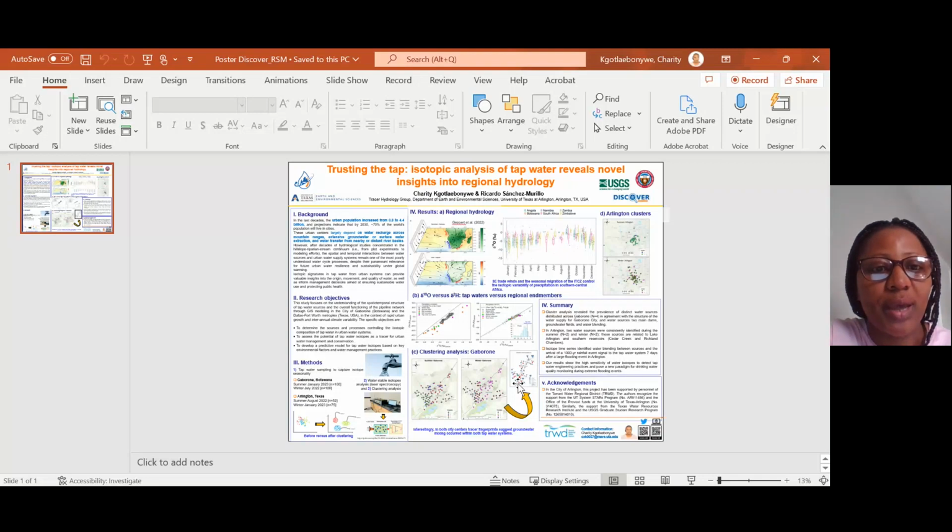In Gaborone, we collected samples in 2 different seasons, as well as here in the Dallas-Fort Worth Metroplex. So we are trying to understand how we can use isotopic analysis of tap water to understand regional hydrology for different climates, and how climate, seasons, and temperature really affect the isotopic composition. Here are my results for my preliminary studies so far, covering one hydrological year.